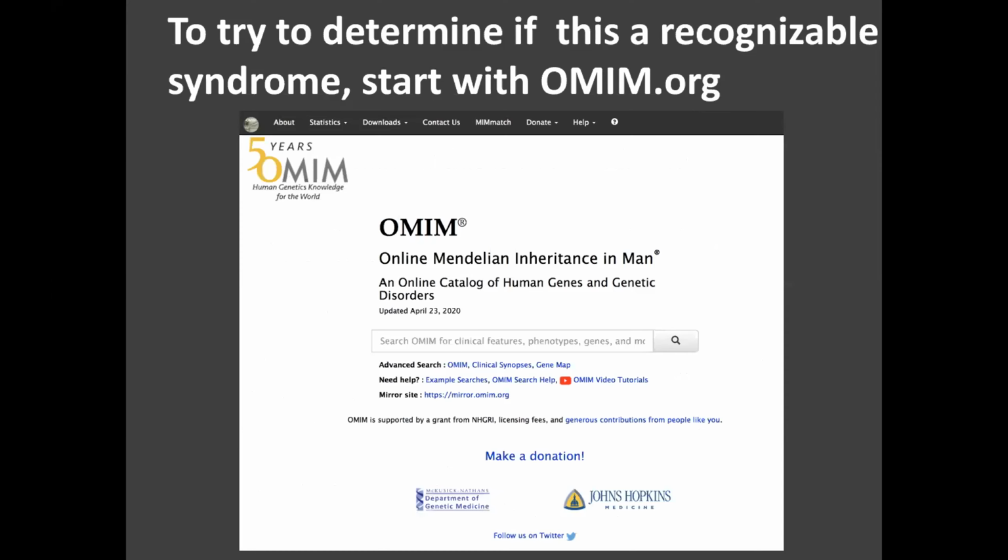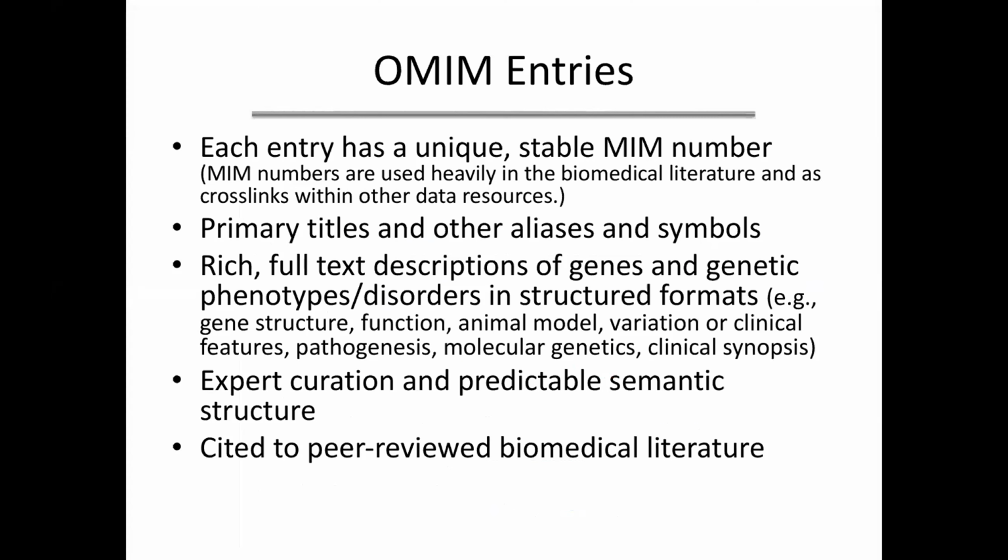So we start with OMIM, and I have to tell you that I'm biased. I am the director for the last 18 years, but it is an online catalog of human genes and genetic disorders. Each entry has a stable number, and it has lots of aliases and full text descriptions that are structured. It's cited to the peer-reviewed biomedical literature.